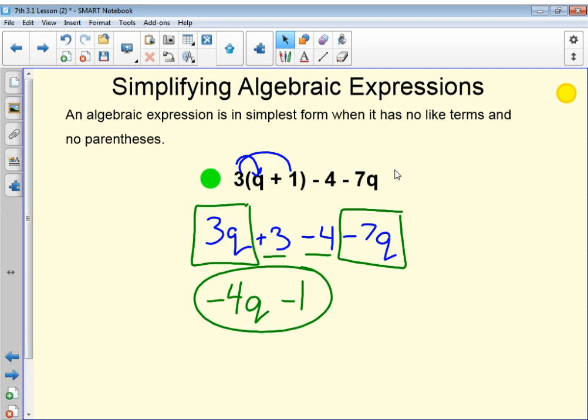Once again, this is just a continuation of stuff that you learned previously in the section. Now we're adding the distributive property and making sure that in order to get our algebraic expression into simplest form, we have to get rid of any of those parentheses and no longer have like terms that can be combined.